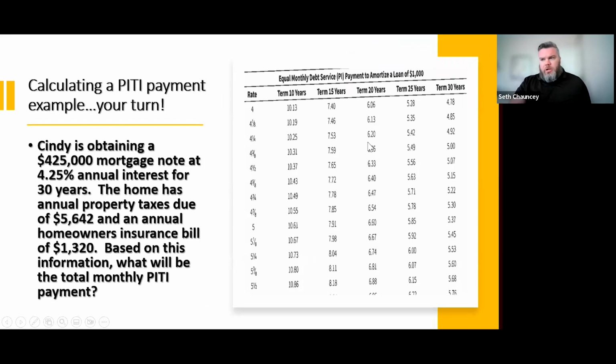So do another one for me. I'll help you find the rate just because I know these charts can kind of be tricky. 4.25% interest for 30 years. So 30 years, 4.25. So your loan factor is 4.92. Find the PITI payment for me one more time.